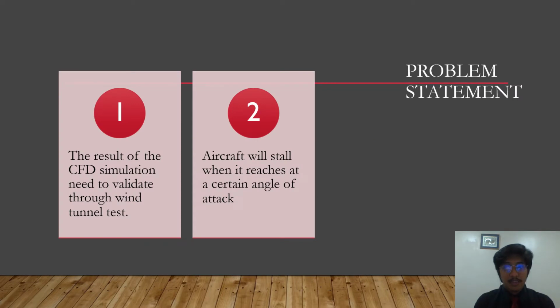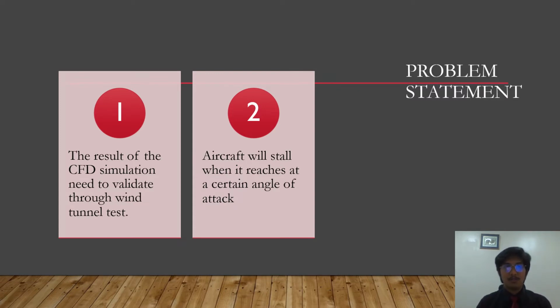Next is the problem statement. There are two main problems that I found in this project. Firstly, the result of the CFD simulation needs to be validated through a wind tunnel test. This research project had been carried out by a previous senior, but they used computational fluid dynamics simulation analysis to obtain the results for these three types of blended wing body aircraft models that have different twisted wing angles.